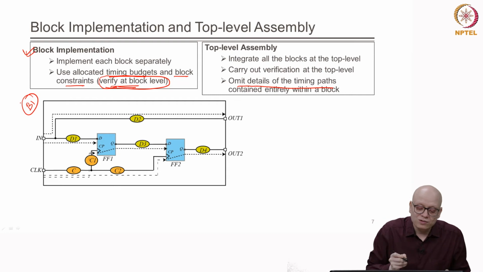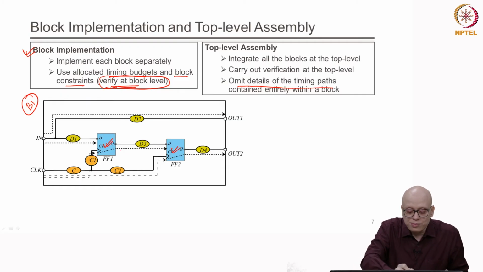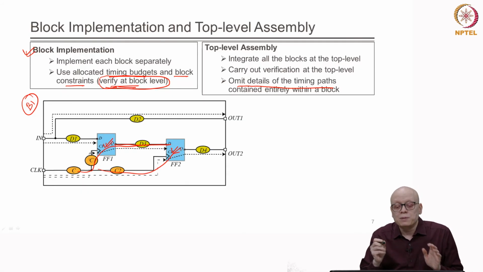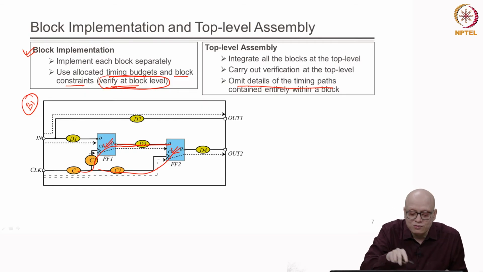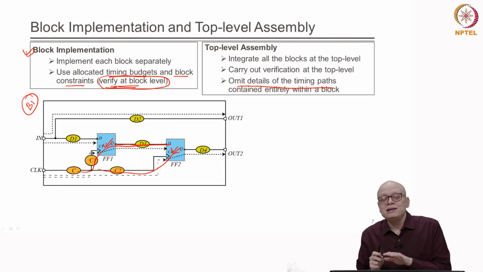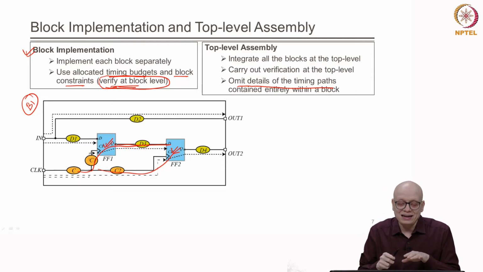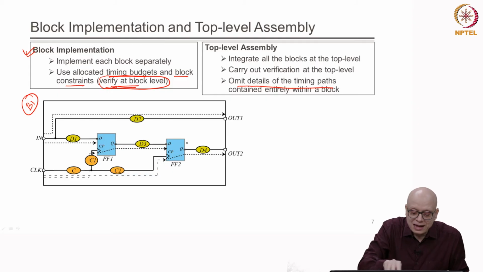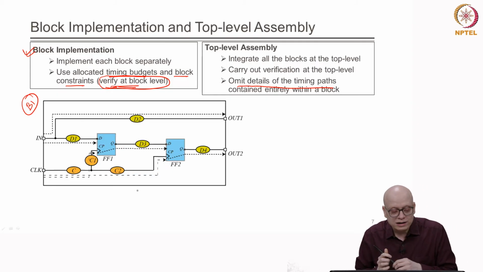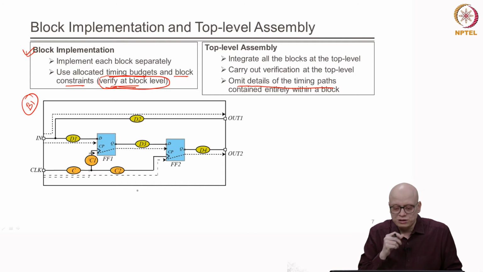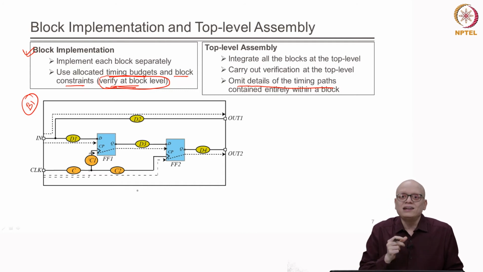Now, in this block B1 there are different types of paths. For example, there are paths from this flip flop FF1 to FF2. The timing of this path has been verified while implementing the block B1, and therefore, we did not verify it again. So, what we should do is that at the top level, we should only be worried about the interface paths.